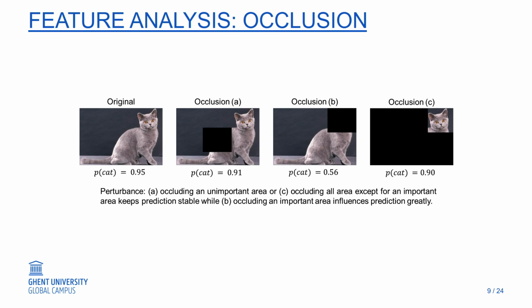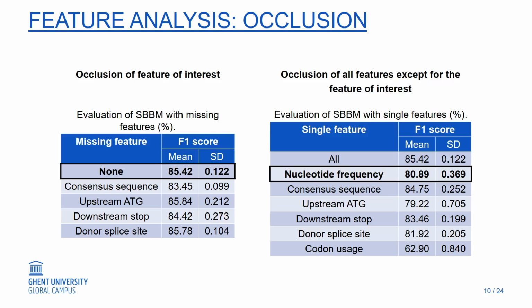For feature analysis, we made use of occlusion: the occlusion of the feature of interest and the occlusion of all features except for the feature of interest. In the left table, the lower the value of the F1 score, the higher the influence of the feature. For the table on the right, the higher the value, the more influential the feature. And in bold, I have indicated the reference points.